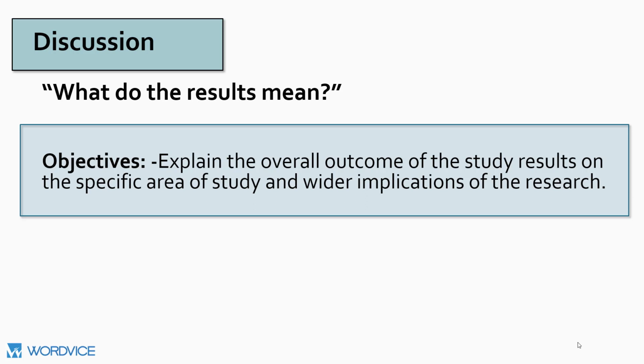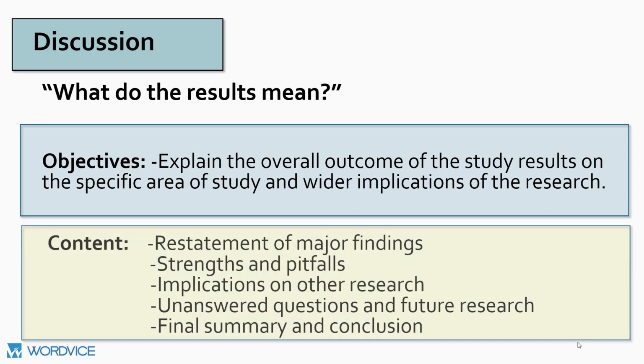This means that you will be talking about not only the research for your specific area of study, but if applicable to other research that might be conducted in the future. And therefore, the content will include a restatement of major findings in this area of study, strengths and pitfalls of your study, implications on other future research, any unanswered questions in future research, and a final summary and conclusion.